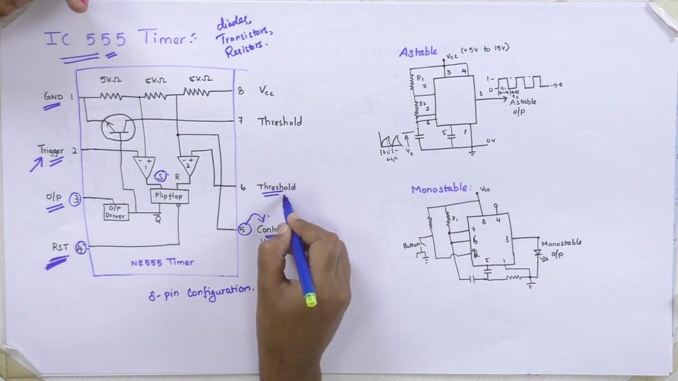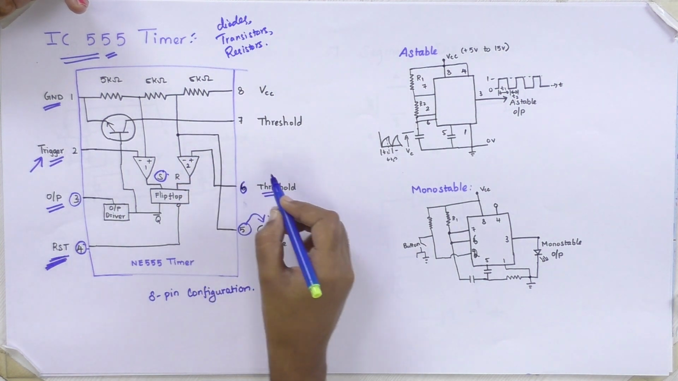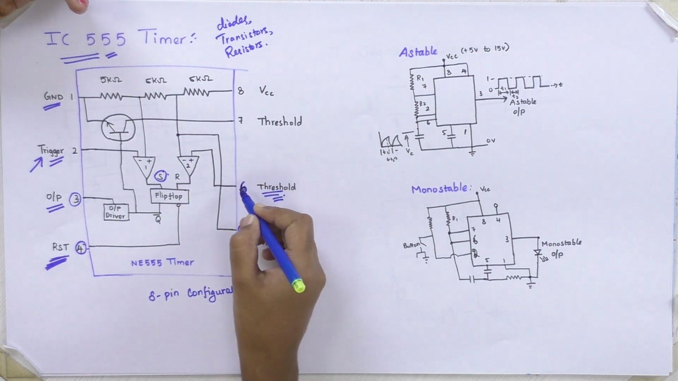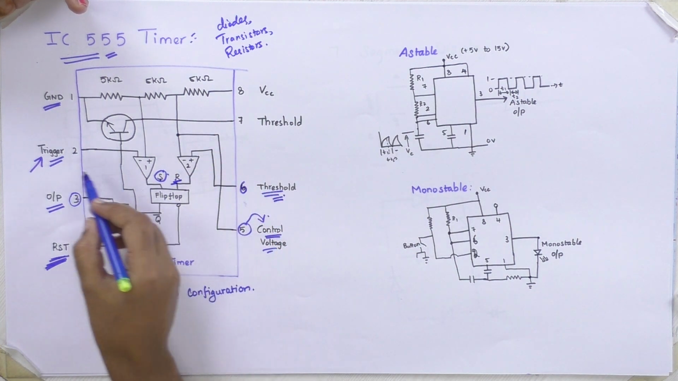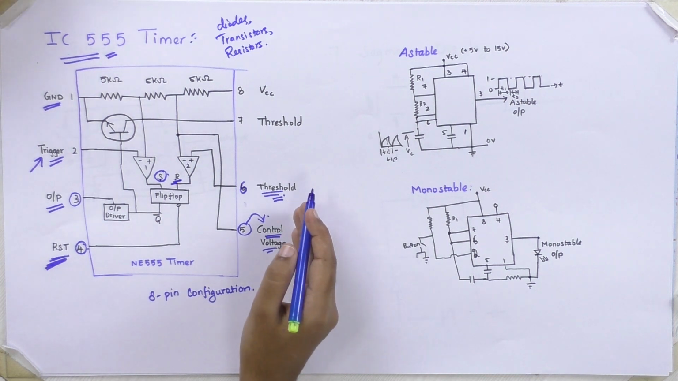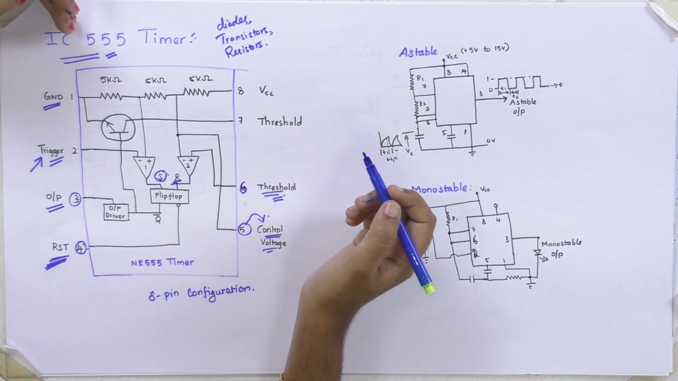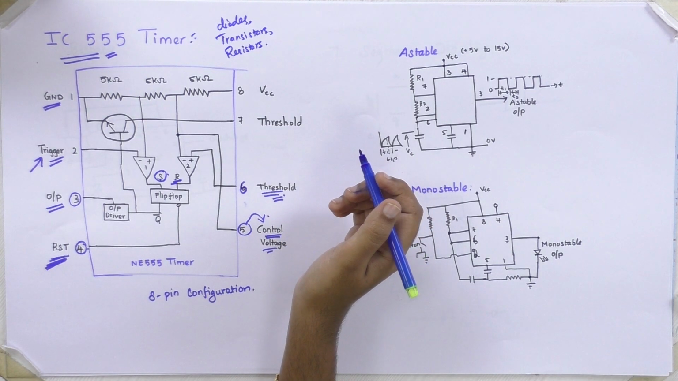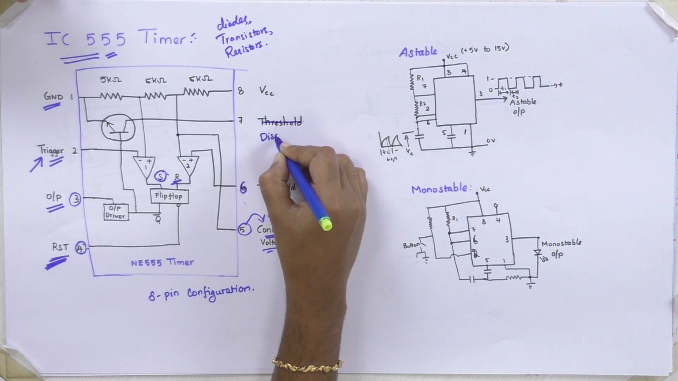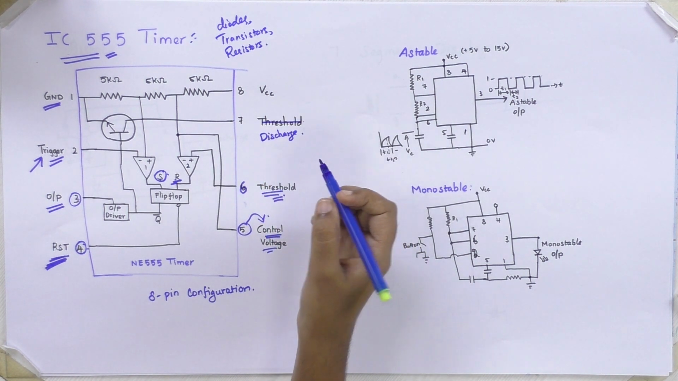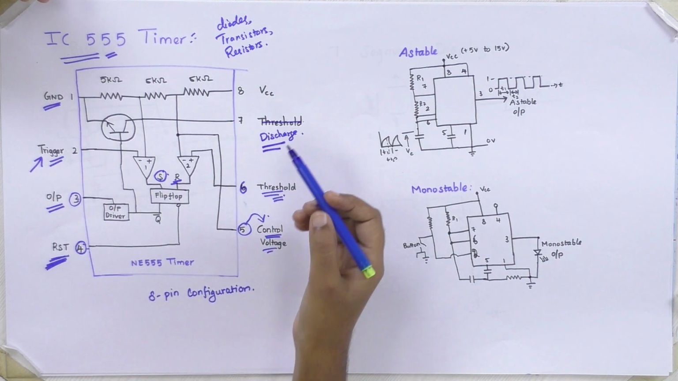The next is the threshold pin. When you give a supply to the threshold pin, it resets the flip-flop. According to which supply is given to set, trigger and threshold, your timer operation will vary. The 7th pin is the discharge pin, through which you will discharge the supply to the ground.